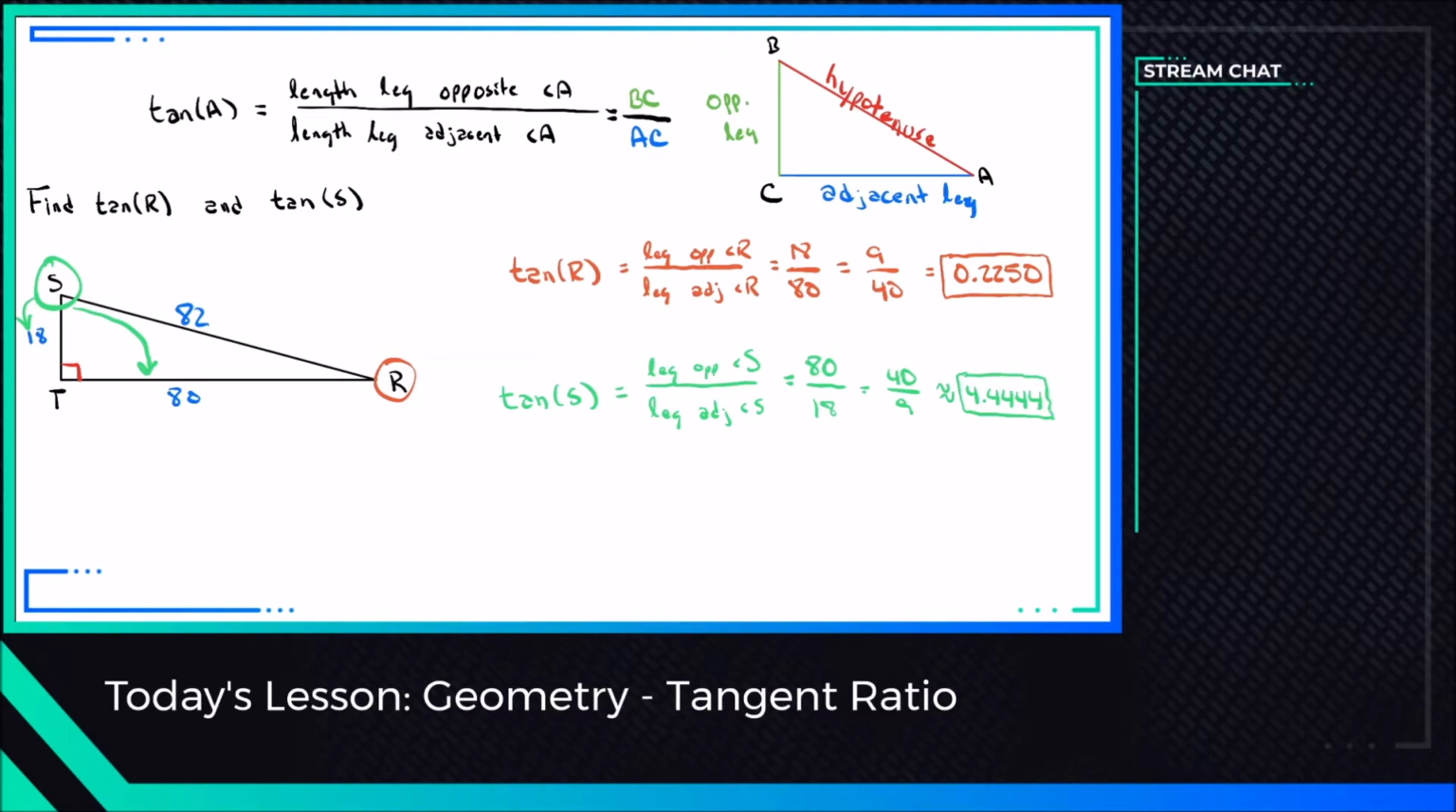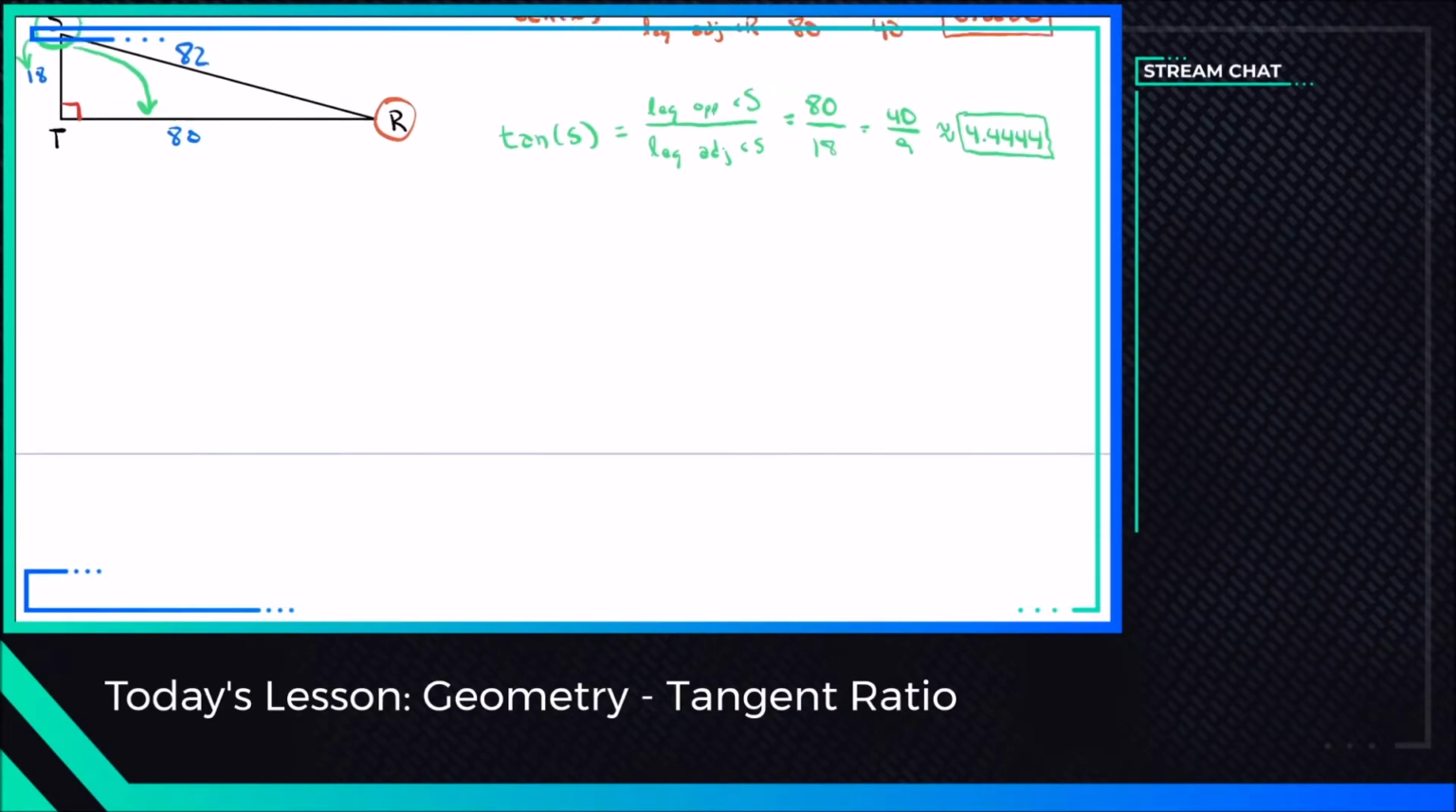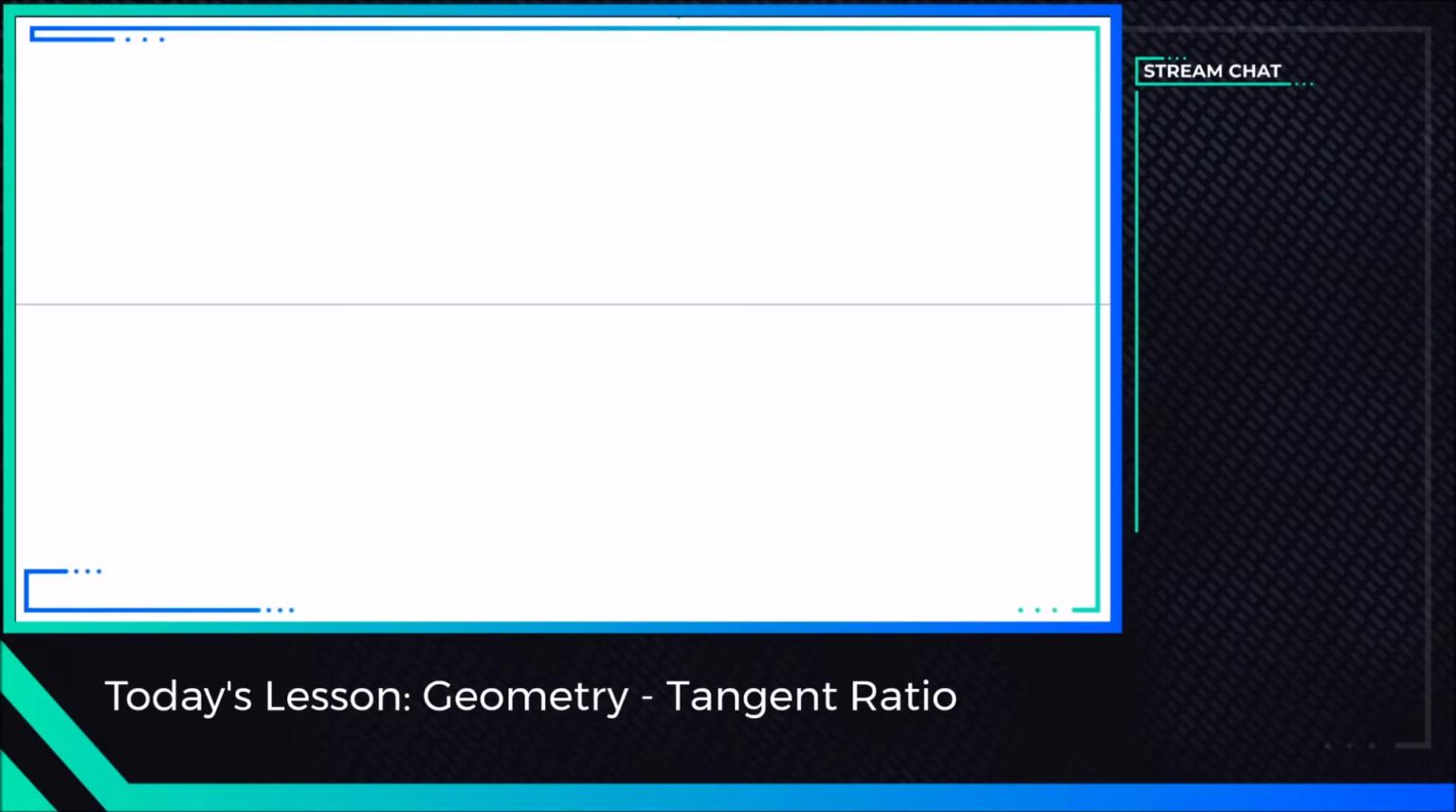So we're going to go ahead and pause right there. Because my video did a little bit of a weird buffering thing right there, right in the middle of that example, I want to do another example. So let's go ahead and find the tangent of angle J and the tangent of angle K on this example.